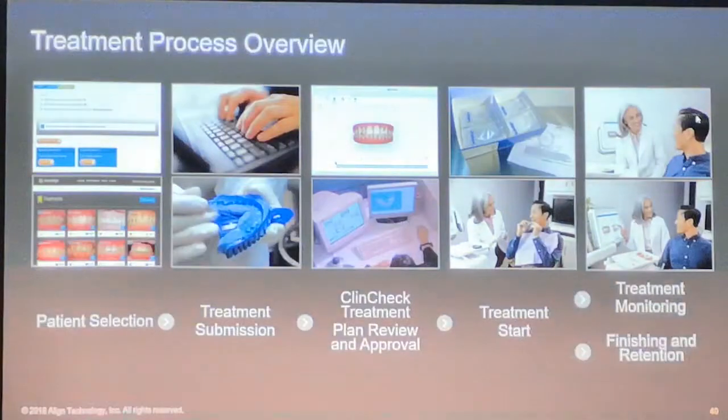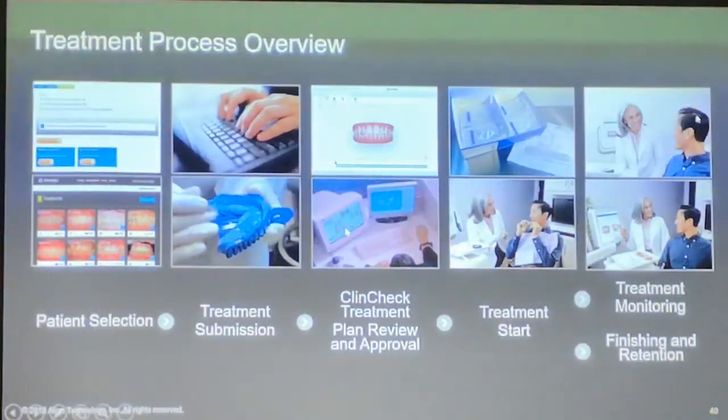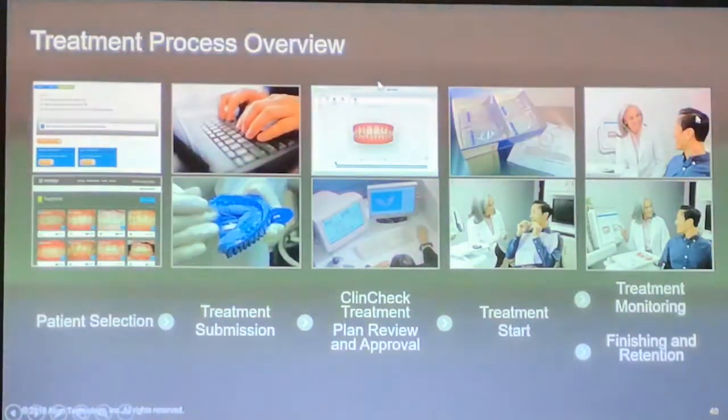So with these 3 things, the photos, the impression or scan, and the prescription form, you can submit the case. Once you submit the case, with the scan it will take around 3 to 5 days to receive the first ClinCheck file. But with the PVS material, you may have to wait maybe 3 to 4 weeks to receive the first ClinCheck treatment plan.